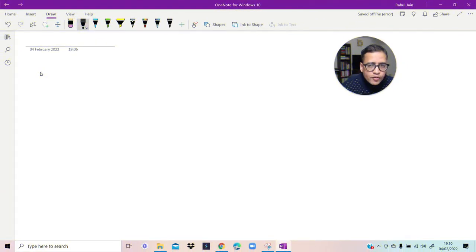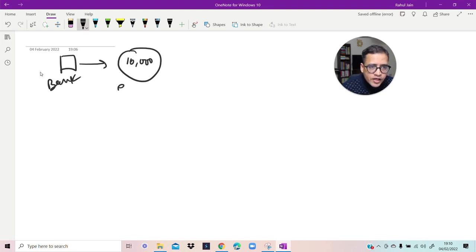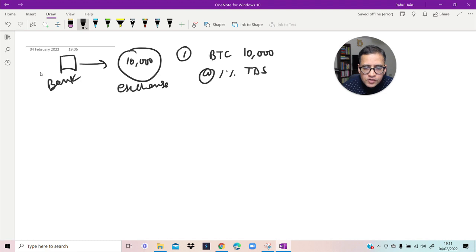Okay, let's start with scenario one. This is a very happy scenario. There is a person who transfers 10,000 rupees from their bank to the exchange. So far so good. There is no tax, there is nothing in here. The first thing they do is go ahead and buy some Bitcoin for this 10,000 rupees. Immediately they have to pay 1% TDS. So 1% of 10,000 will be 100 rupees, and 100 rupees goes into TDS.